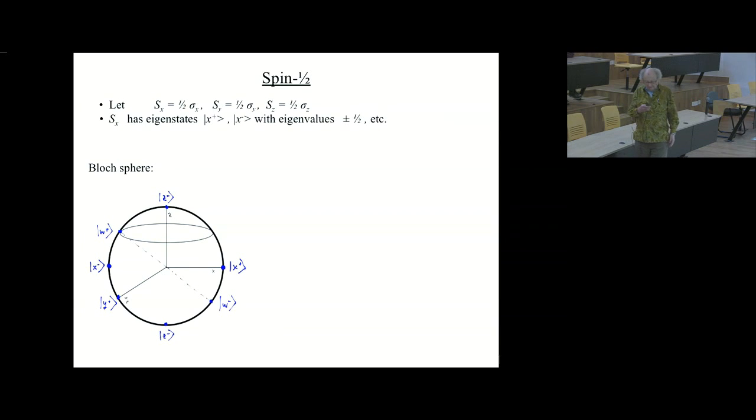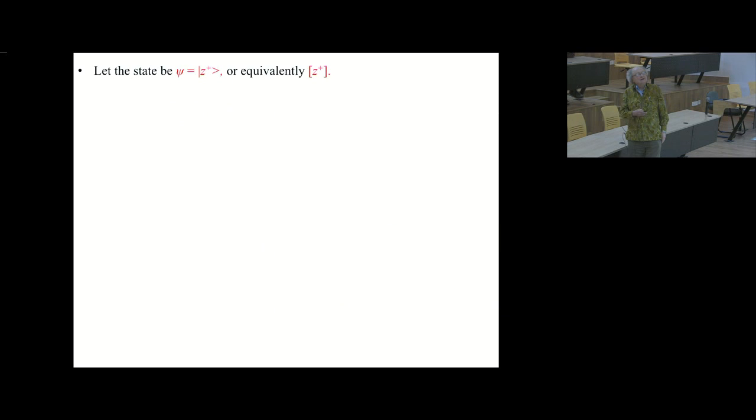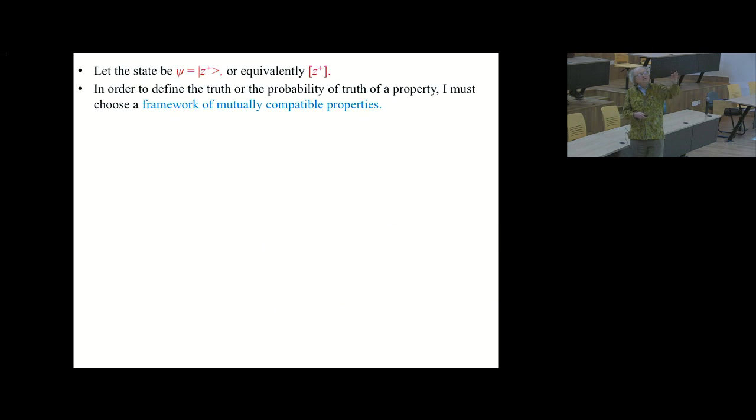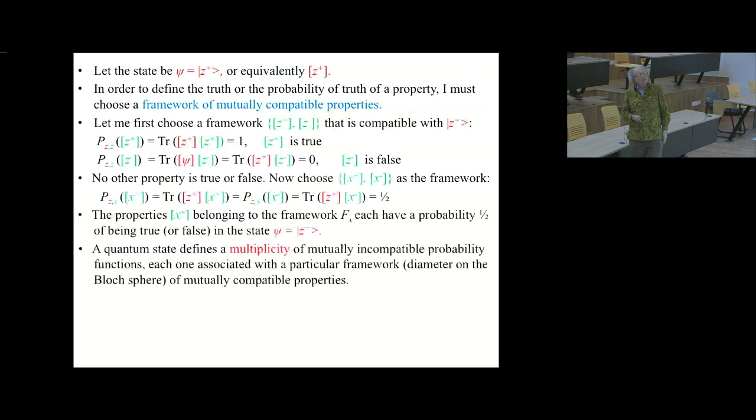So this is the simple way of understanding on the Bloch sphere what you know well, in terms of this more general set of definitions. I'm not going to go through this because I've basically explained it. This is just a laborious way. So a quantum state defines a multiplicity of mutually incompatible probability functions. All this is what I already explained.